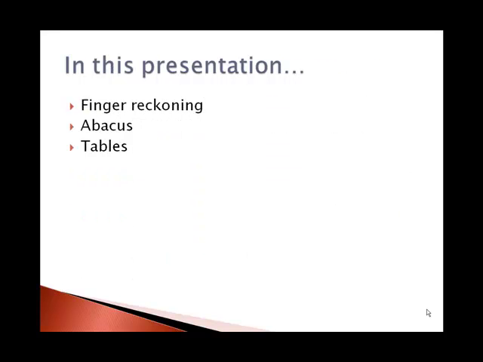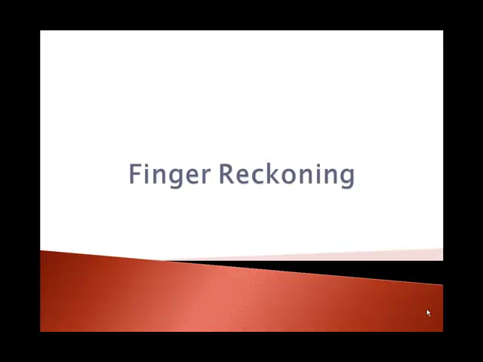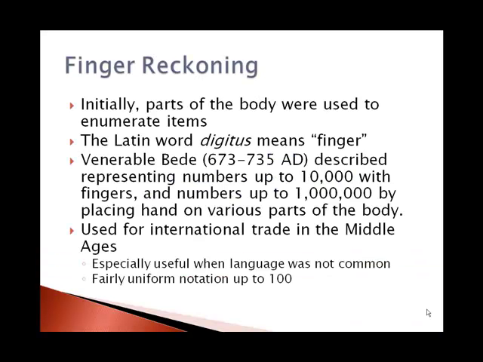In this presentation, I'm going to talk about finger reckoning, the use of the abacus, and in general the use of tables. First of all, finger reckoning, or calculating with your fingers. Initially, body parts were used to enumerate items, that is, pointing to the littlest finger or the wrist or the elbow might denote a different number.